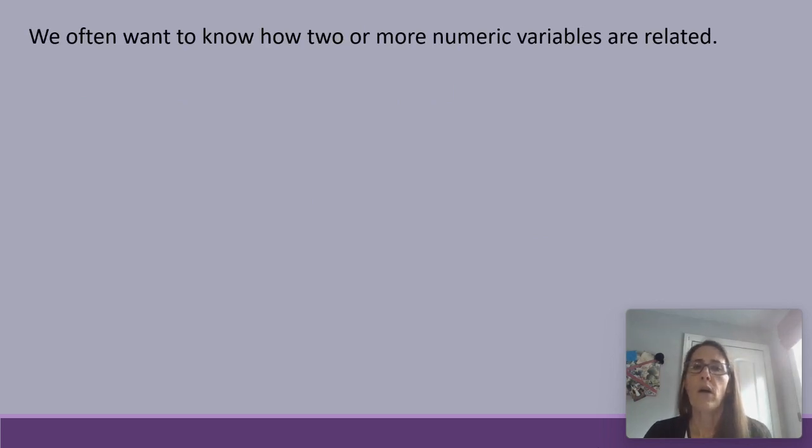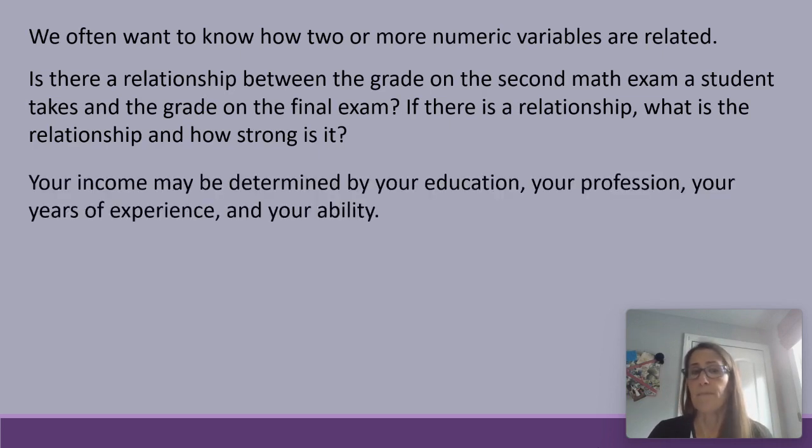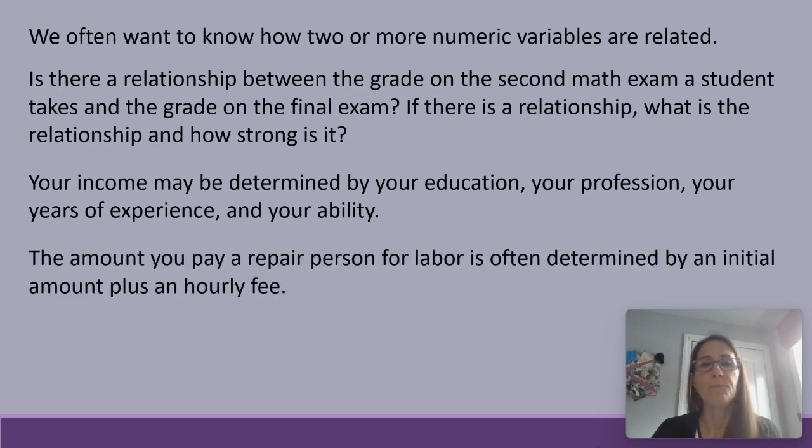So we often want to know how two or more numeric values are related. Is there a relationship between a grade on the second math exam a student takes and a grade on the final exam? If there is a relationship, what is the relationship and how strong is it? Another idea is that your income might be determined by your education, your profession, your years of experience, your ability. Your income is one variable, and then education or profession or experience or ability could be the second variable.